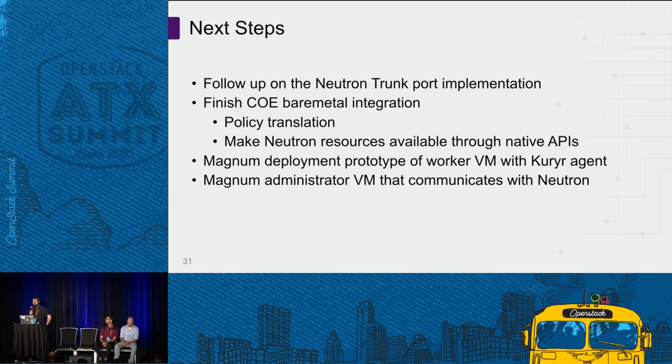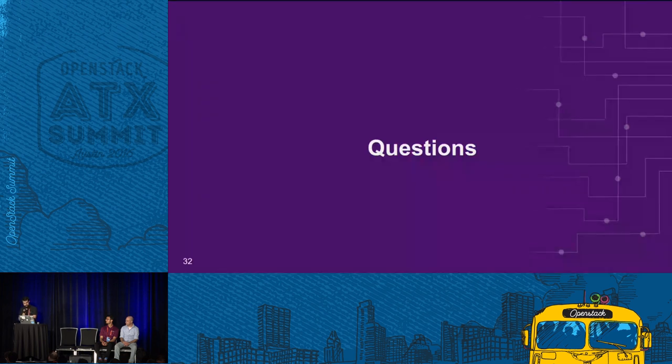We also need to make the Magnum pieces, like heat templates, images, and so on, so that, for example, the Swarm one will have this small Kuryr agent, the Mesos and the Kubernetes ones will have the API watcher, and the worker nodes will have the CNI driver. And that's basically it. There is this small piece about the administration VM, about the logging and so on, but I think this should be relatively smaller than the other ones. So you're welcome to ask any question to any of us, and we'll try to answer to the best of our ability.